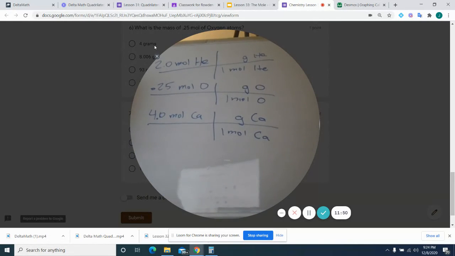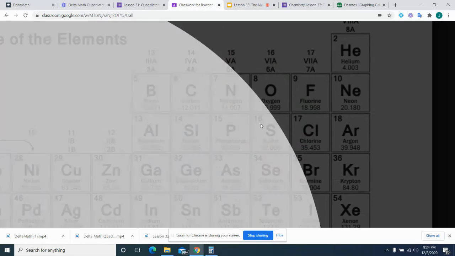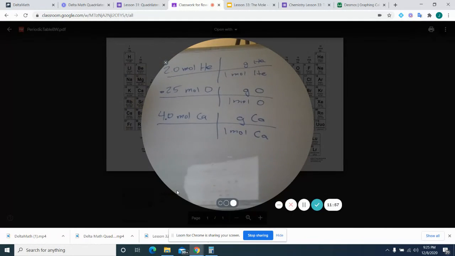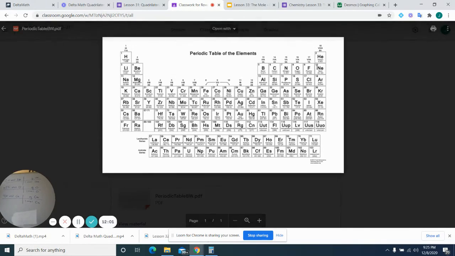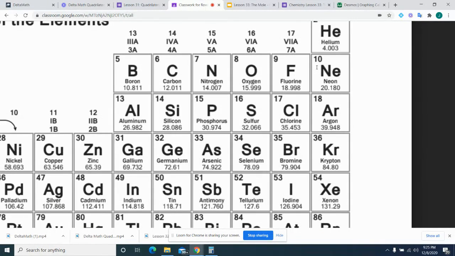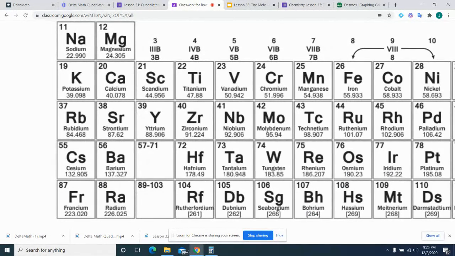And so let's go to our periodic table. I'm going to fill this out as I find them. So the first one is helium. We already looked at that. That's 4.003, so I'm going to write it up here. 4.003 grams. Oxygen is right here, 15.999. And then lastly, calcium, which is going to be over here, 40.078.